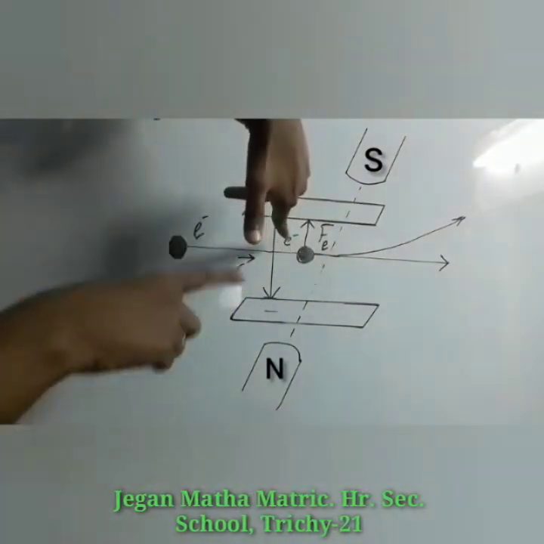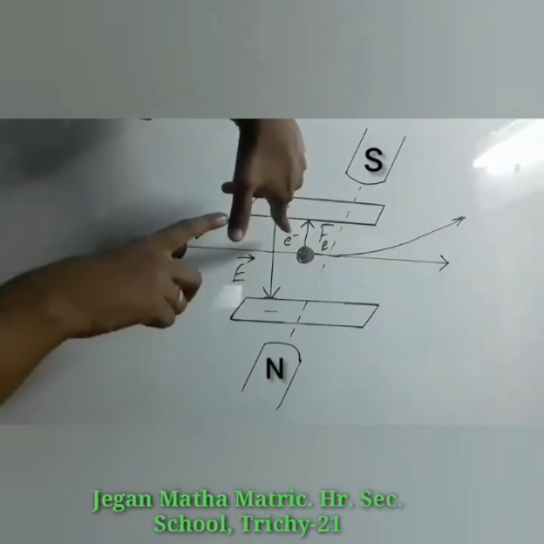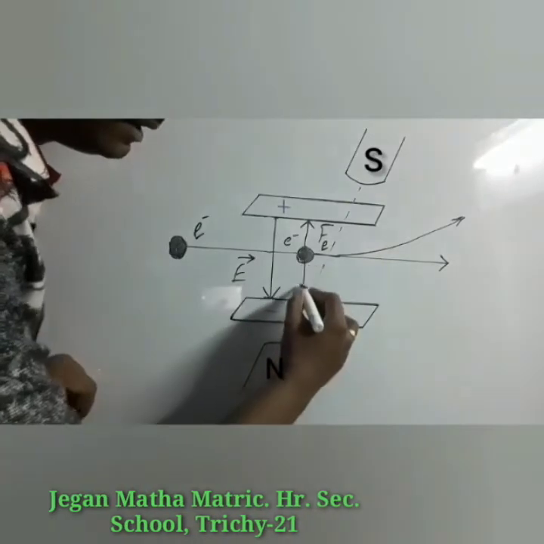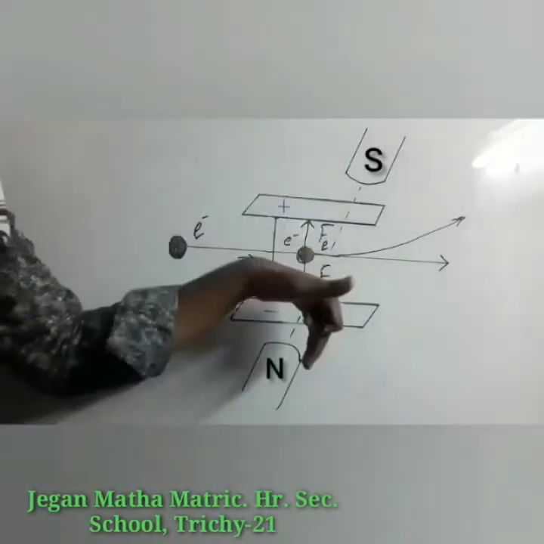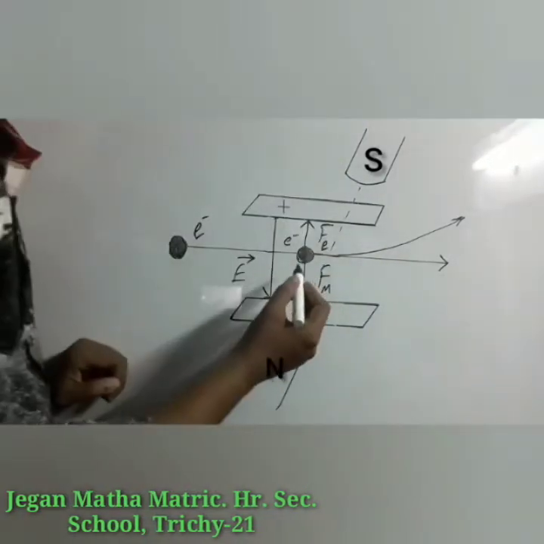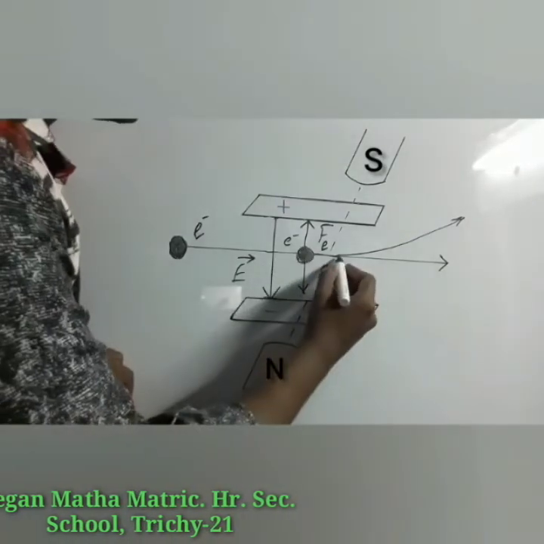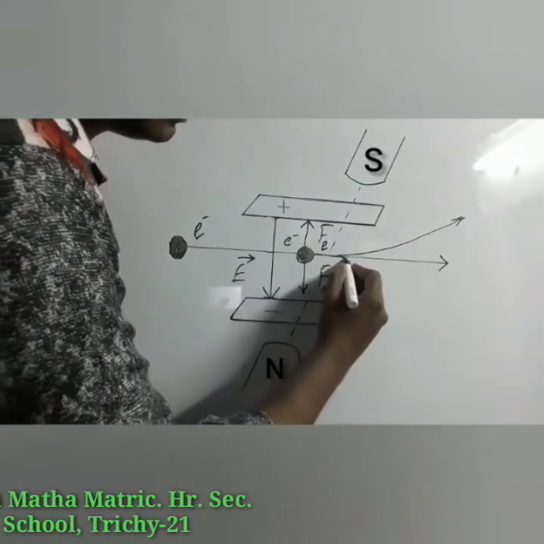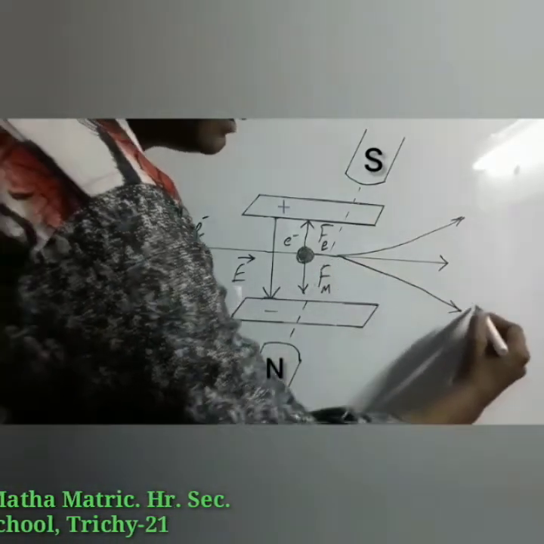So what about the direction of the thumb? The thumb shows downward direction. So here you can easily say the direction of the magnetic force is downwards. Due to this magnetic force, the electron will deviate from its path and will fall on the point P dash.